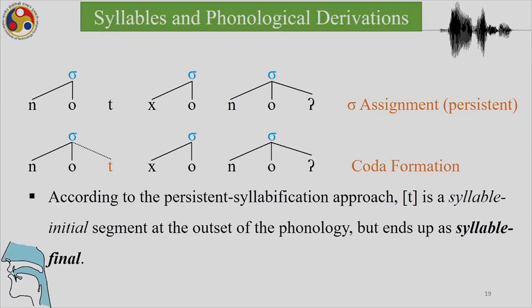So according to the persistent syllabification approach, T is a syllable initial segment at the outset of the phonology but ends up as a syllable final consonant. Whereas at one point it was the onset, when this vowel was there, once the vowel is deleted, it has no choice but to align itself with another syllable node which is available there, which does not have a coda in the preceding syllable, and hence it assumes the position of the coda in the preceding syllable.